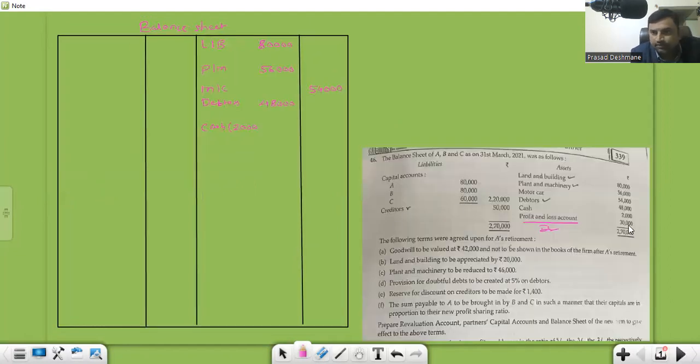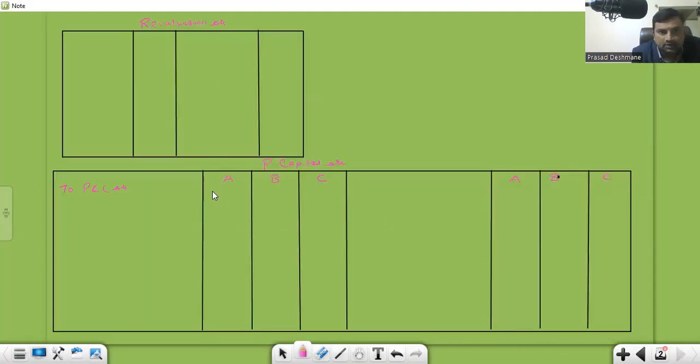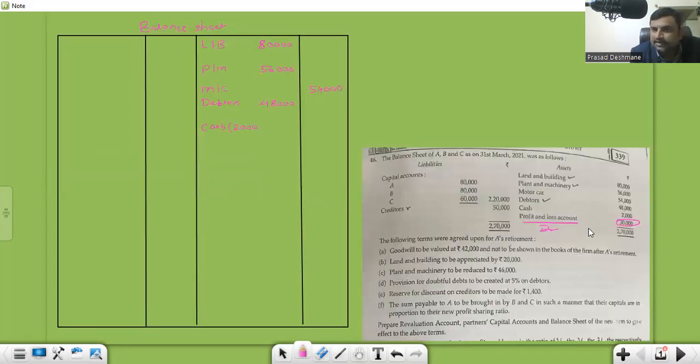See what is the amount given? 30,000 is given to us. This 30,000 we have to split in their old ratio. Check what is the old ratio given in this sum. There's no old ratio, no new ratio, nothing is given. So we'll consider it an equal ratio. So the old ratio is equal between A, B and C. So 30,000, if I split it equally, I'll get 10,000 each. Okay, so the asset side is completed.